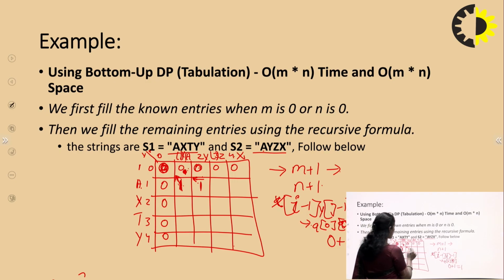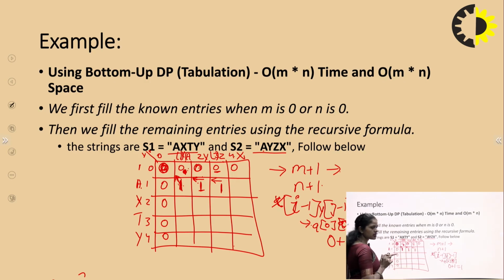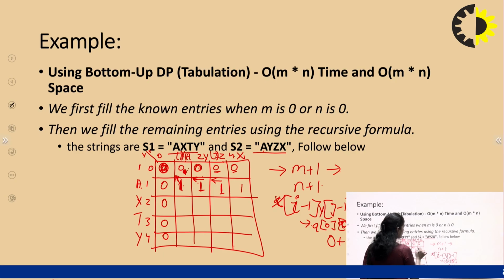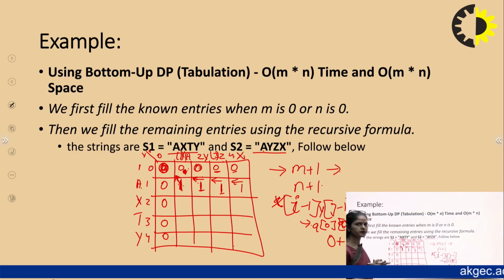So again we are comparing A and z. A and z is not matched, so again we are calculating according to the formula. The values are 0 and 1. What is the max of these values? So 1 is the max and the arrow is going to represent this, right? Next again we are comparing x and A. Not match, so again we are taking the max value of these two values. So max is 1, the arrow is going to this.